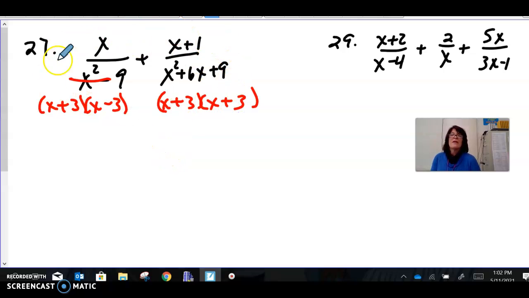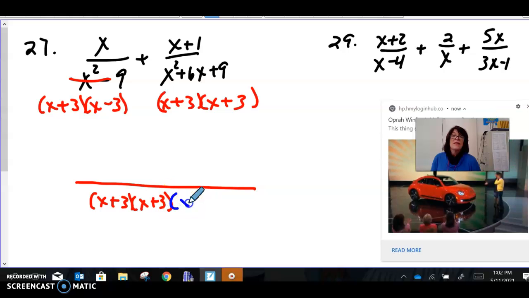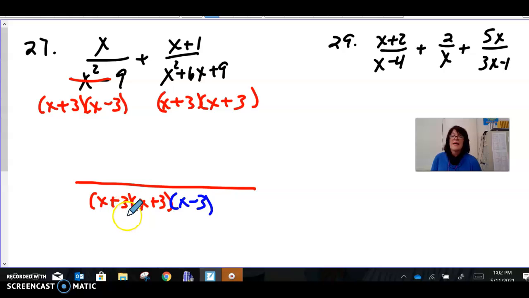So I'm looking for a common denominator. I need two x plus 3's and an x minus 3. Two x plus 3's. I also need an x minus 3, okay? Two x plus 3's and an x minus 3. So I look at this first one. I already have an x plus 3 and an x minus 3. Good. But I need an extra x plus 3. This one has the two x plus 3's. Great. But I need an x minus 3.